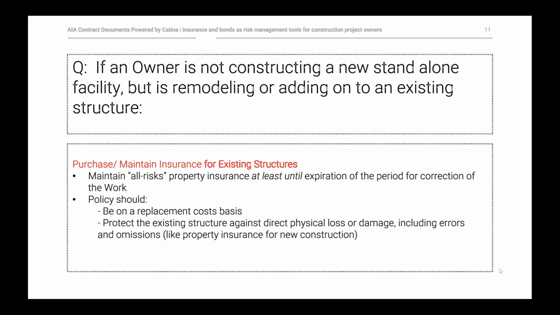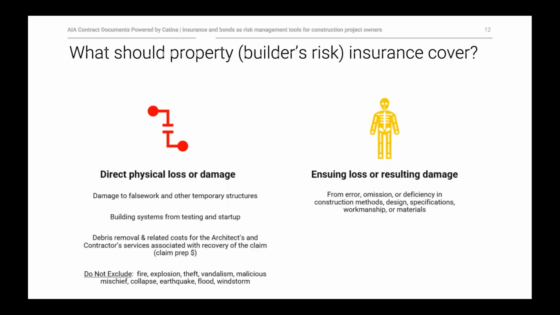If an owner is not constructing a new or standalone facility, but is remodeling or adding on to an existing structure, you want to make sure that the builder's risk will cover all of the existing structures as well. And it should be on a replacement cost basis, and protect all of the existing structures against direct physical loss or damage. And that's an important consideration, right? Oftentimes, projects are coming out of the hole and are not at all connected to adjacent buildings. But on occasion, projects actually are additions to existing structures. And so you want to make sure that the builder's risk policy will respond if the catastrophic event not only consumes the new construction, but also damages the existing building that is being added to.